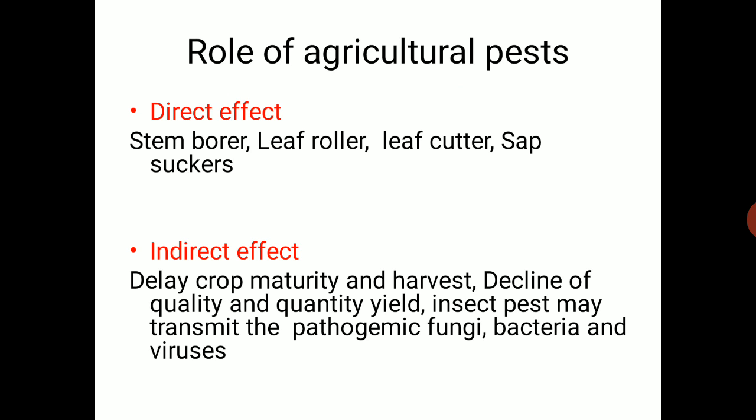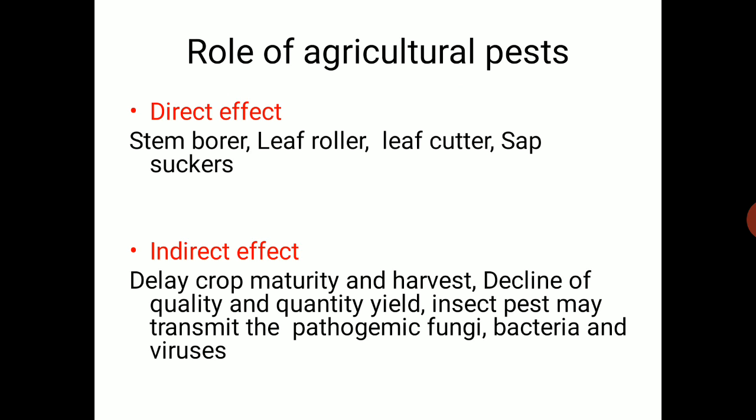So these also feed on the sap from the flower, and they reduce the seed setting, because the flower develops into the seed. So the seed setting is directly disturbed due to the attack of this coffee bug. So all this is about the direct effect. Now we discuss the indirect effect.